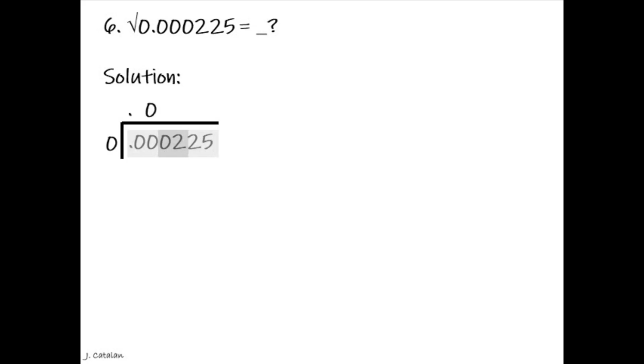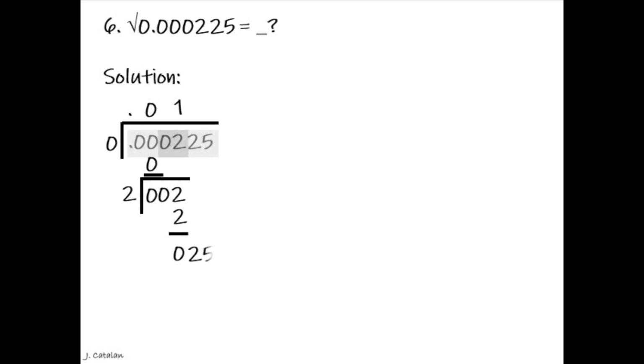Zero multiplied by 0, the product is equal to 0. 0 subtracted by 0, the difference is equal to 0. Bring down 02, to find any divisor that can divide the dividend 2. Finding out that 2 can divide 2, the quotient is equal to 1. 1 multiplied by 2, the product is equal to 2. 2 subtracted by 2, the result is equal to 0.